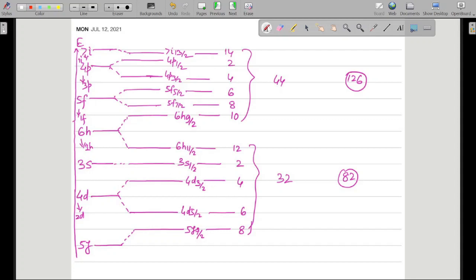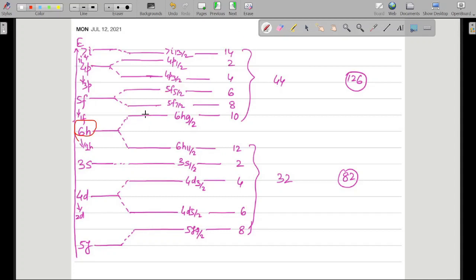Then for the next energy level, L equals 0. So only the plus half value is possible. J value only plus half possible. So 2 into 1/2 plus 1 is equal to 2. Again magic number not encountered yet, so we will move on towards the next energy level, that is h.